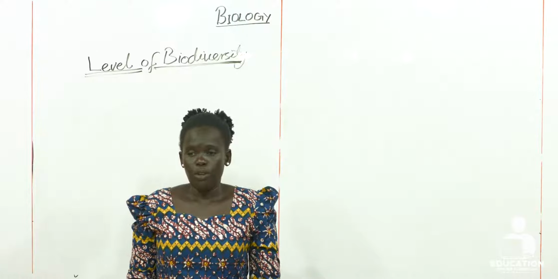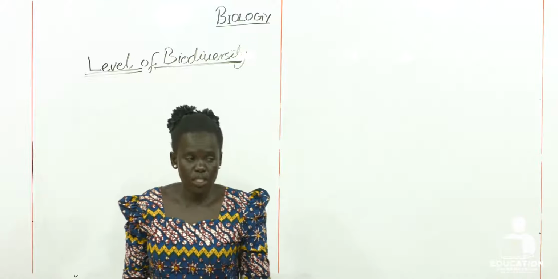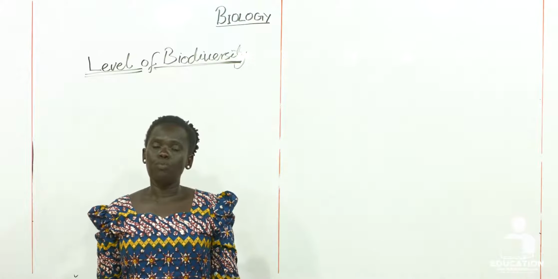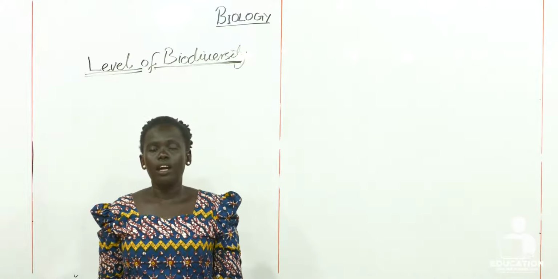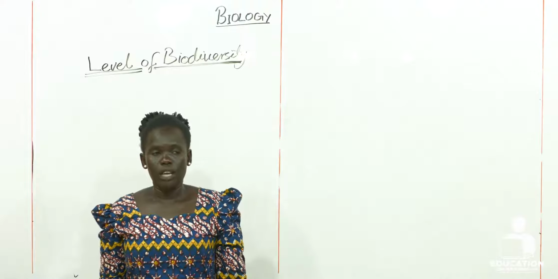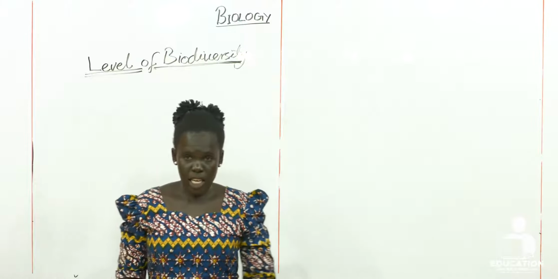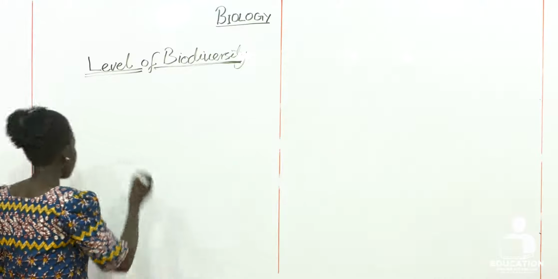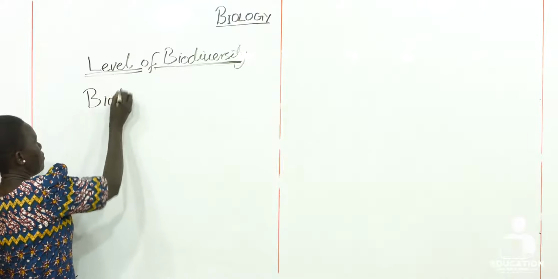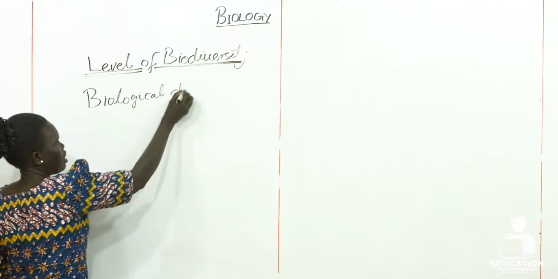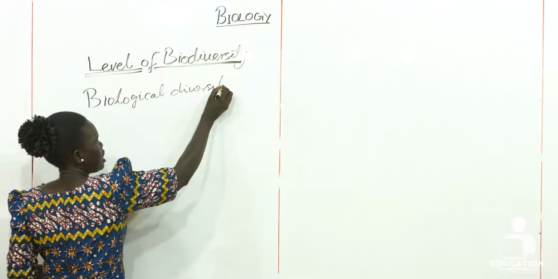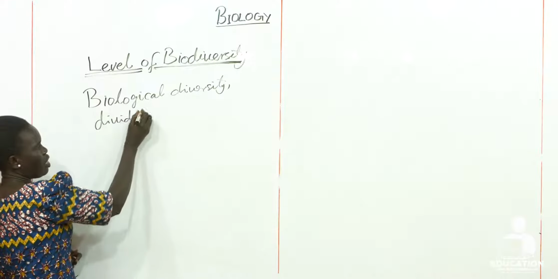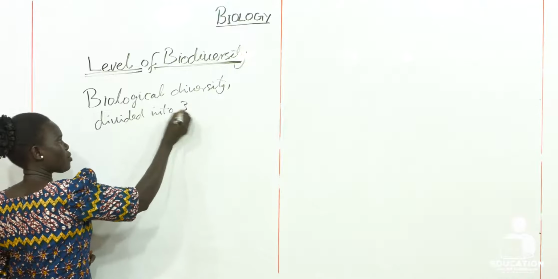So if we are dealing with biodiversity, or if we are talking about biodiversity, we should take into consideration that there are 3 levels of biodiversity. That's why biological diversity is basically divided into 3 categories.